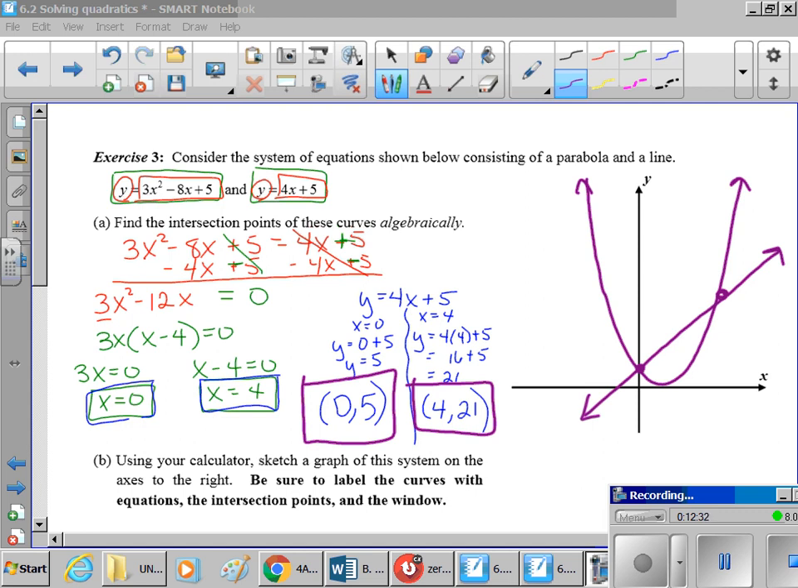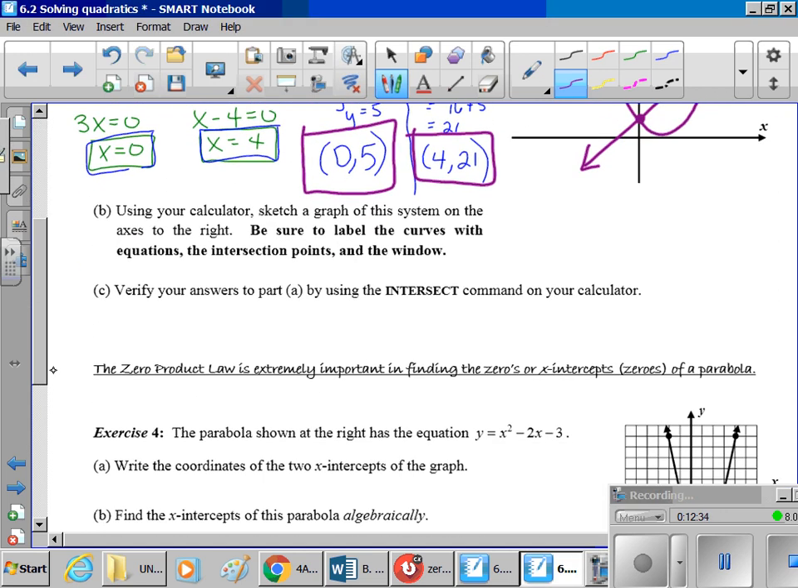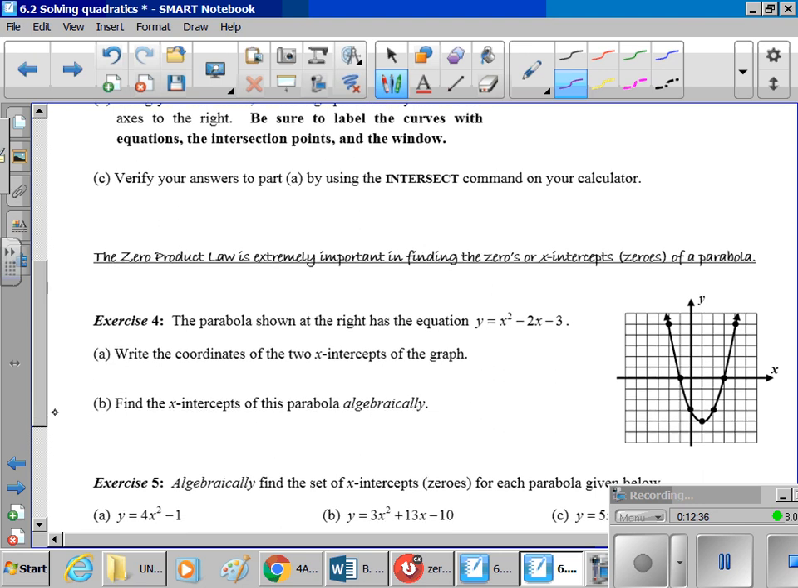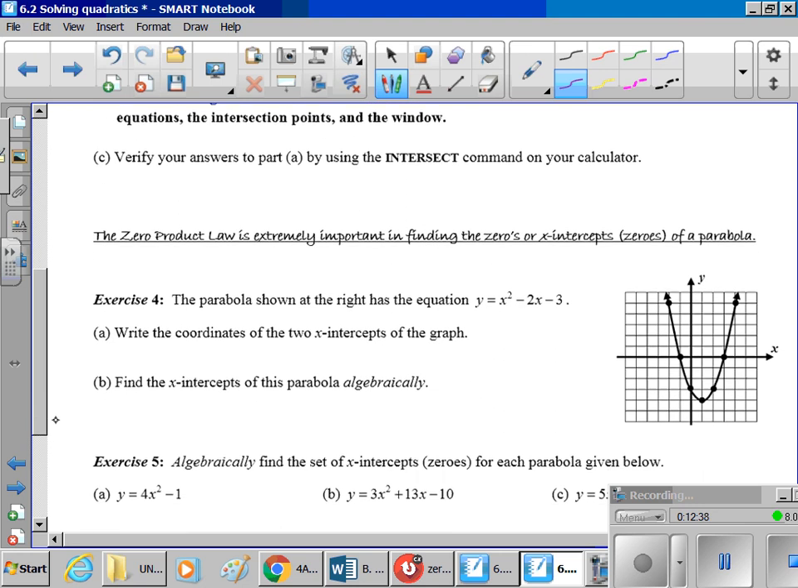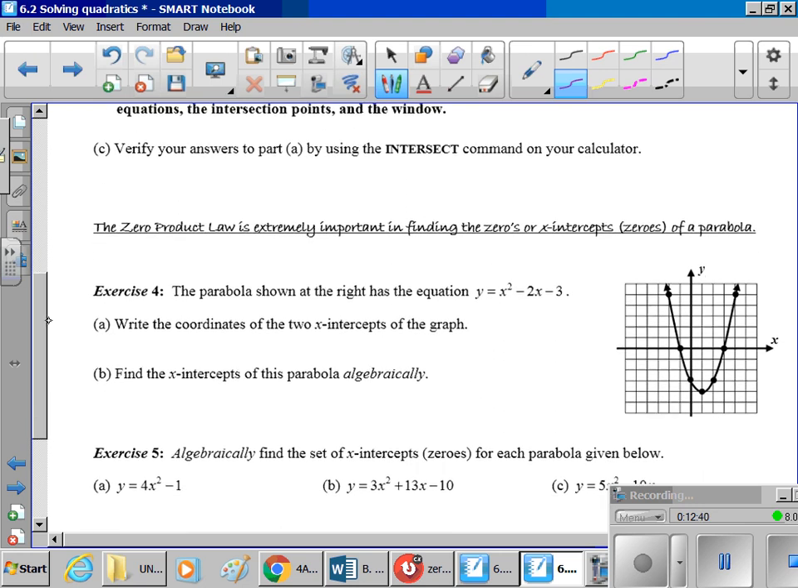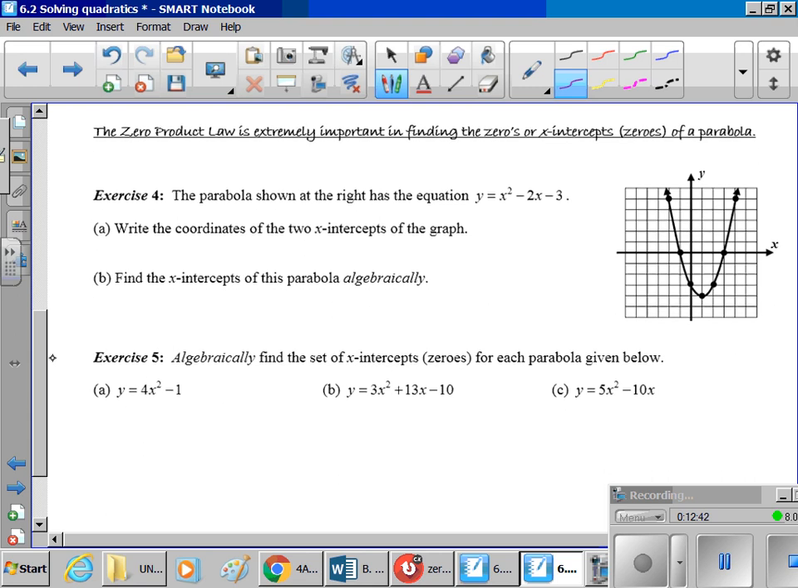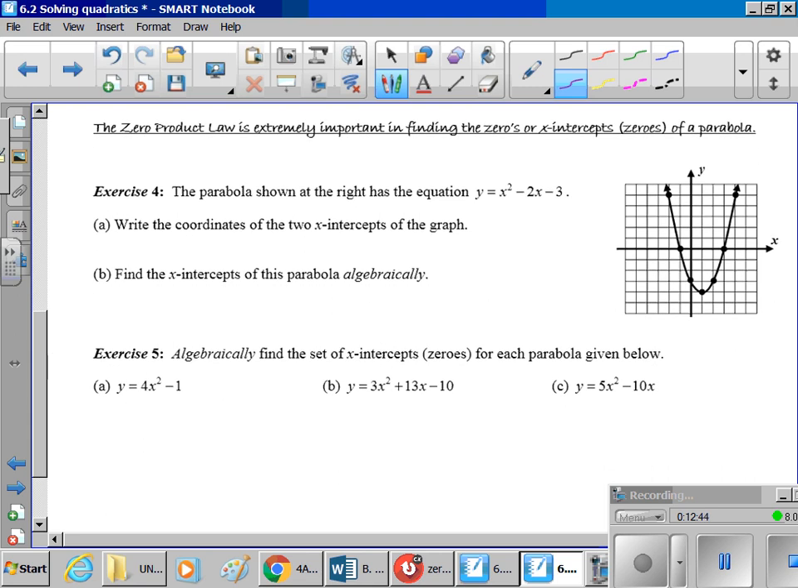Okay, well, moving on to exercise 4. Oh, this says verify your answers using your calculator, which you can't do, but we can try it tomorrow when you get into class. So the zero product law is extremely important in finding the zeros or the x-intercepts of the parabola. So exercise 4 says the parabola shown at the right has the equation y equals x squared minus 2x minus 3.